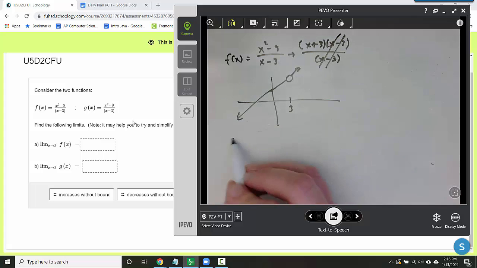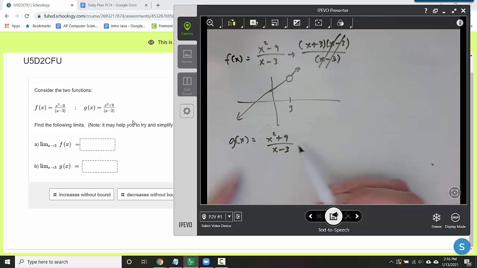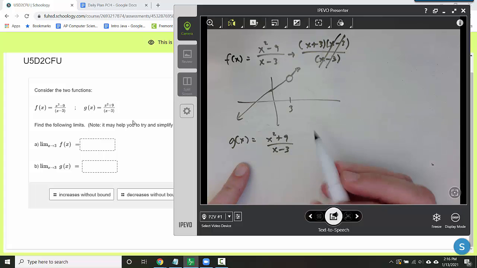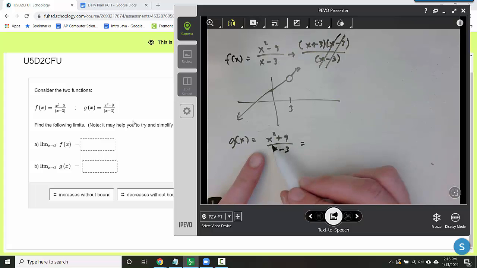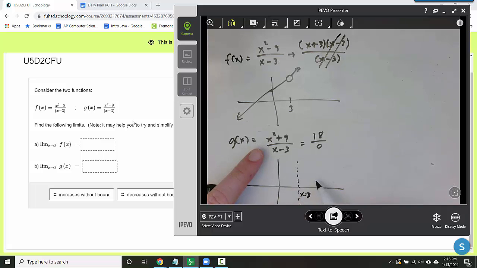Let's look at g. So for g, I've got x squared plus 9 over x minus 3. For this one, you can't factor the numerator at all. So if I plug in x equals 3, I end up getting 9 plus 9 is 18 divided by 0. And so that's characteristic of a vertical asymptote at x equals 3. Let me see. So it would be like this.